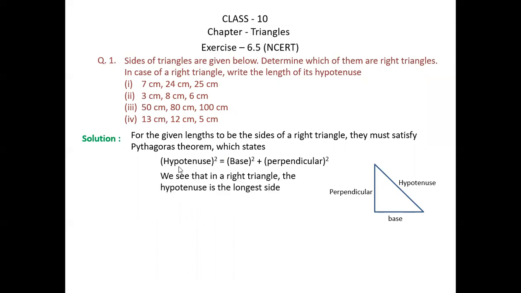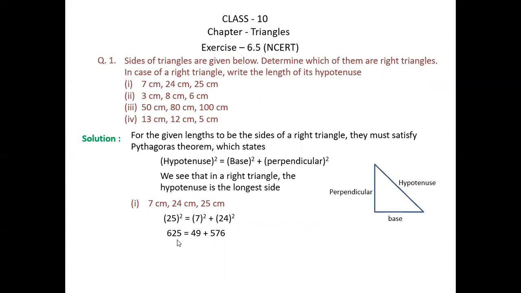So if you take the first case, we see that in a right triangle, the hypotenuse is the longest side. So you should take the longest side as the hypotenuse. In this, 7, 24, 25, 25 is the longest length. Therefore, this should be the hypotenuse, and this can be taken as base and perpendicular. So it is 25 square is equal to 7 square plus 24 square.